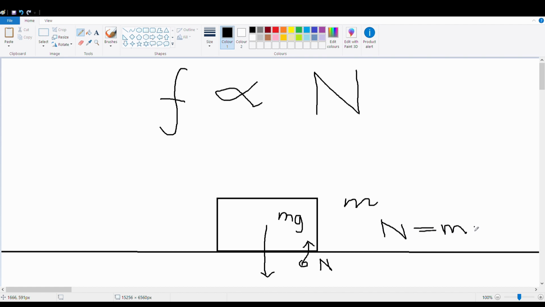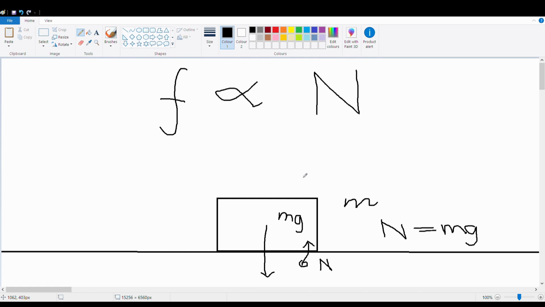This is generally true when the object is kept on a horizontal surface, but as we will soon see, it is not always true when an object is kept on inclines and things like that. So we have N equal to mg over here, and this is also the reason why you feel weight. For example, if you are freely falling under the Earth's gravity, you wouldn't feel any weight because there's nothing pushing you back up. It is by virtue of the normal reaction that you actually feel weight. Let's get back to friction now.